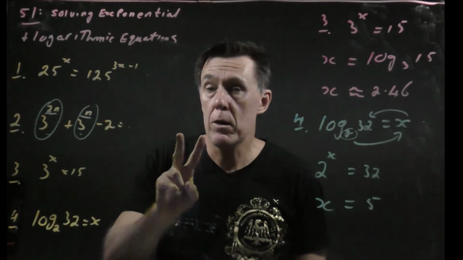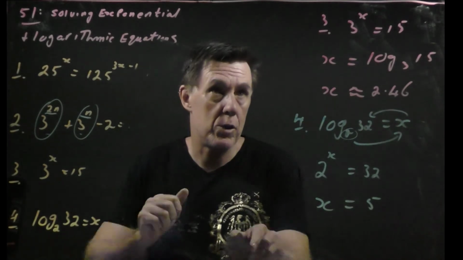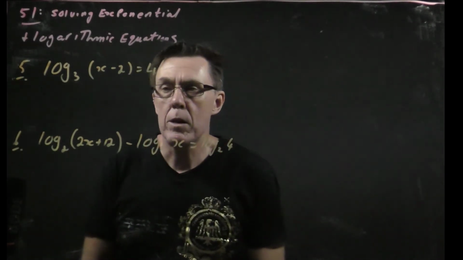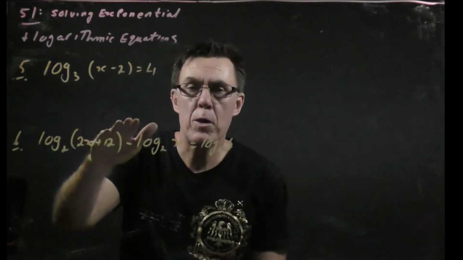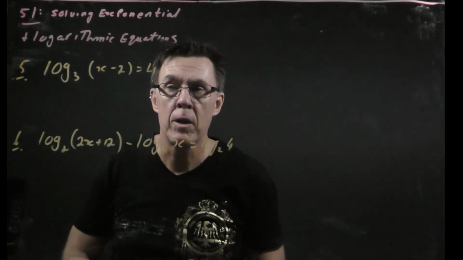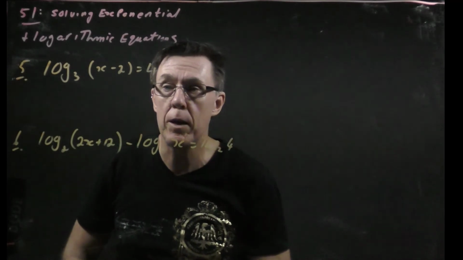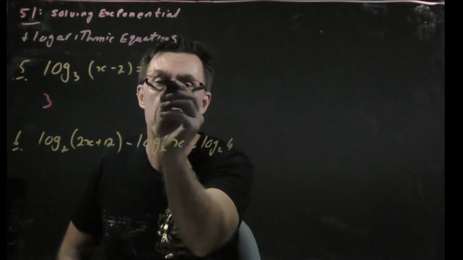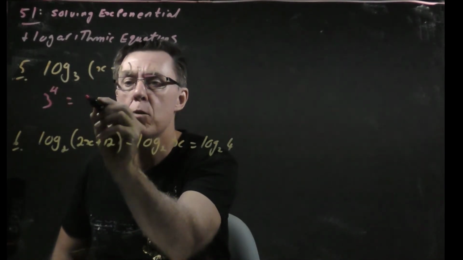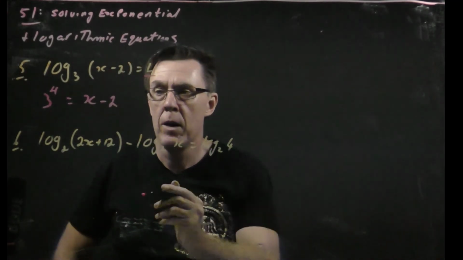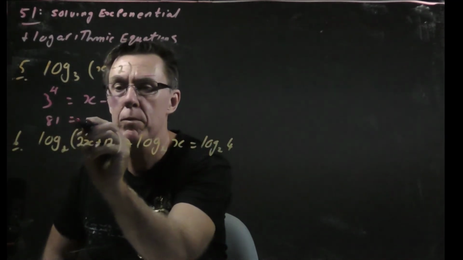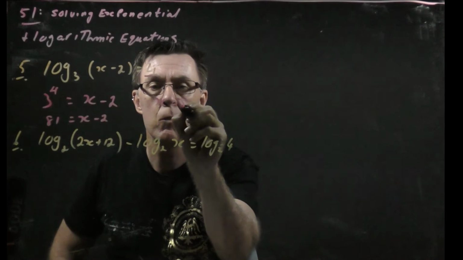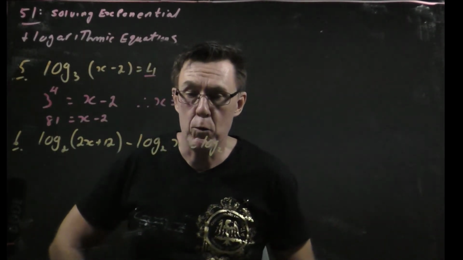Now, 2 more questions to go. Give me a moment, I'll write them up, and then we'll get into those last 2. Now, these ones are just, the first one, number 5, is a variation of number 4. Not really that much more difficult. Once again, all we do is turn it from a log statement into an index statement. Base of the log is 3, base of the power is 3. A log is an index, so the index must be 4 is equal to x minus 2. 3 to the power of 4 is 81. Therefore, x has to be 83. Okay, that was a pretty simple and straightforward one.